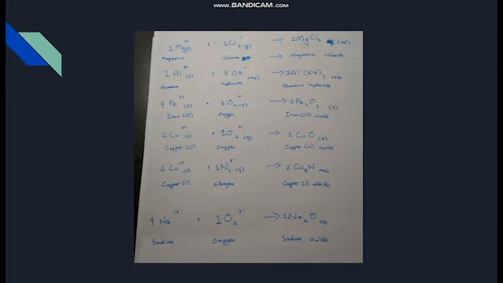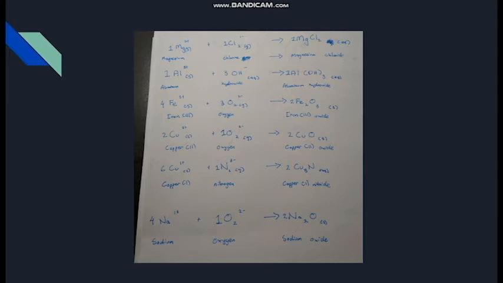We look at magnesium first when looking to balance equations, and we have 1 magnesium on the left side, 1 on the right. That's perfect. 2 chlorine atoms on the left, 2 chlorine on the right. That's perfect as well. Taking a look at the next reaction, aluminum plus hydroxide reacts to form aluminum hydroxide.